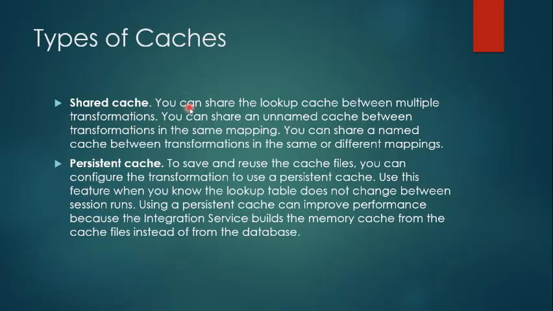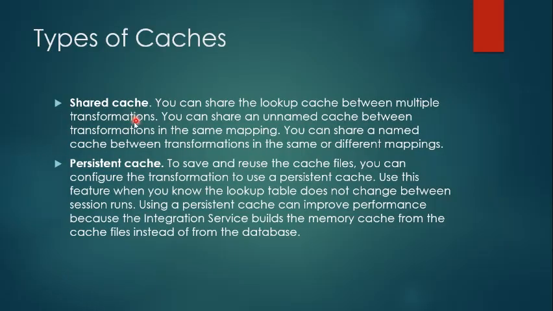In shared cache, you can share the lookup cache between multiple transformations, such as an aggregator, or whatever transformation is available. You can share an unnamed cache between transformations in the same mapping. You can share a named cache between transformations in the same or different mapping. Understood? So this is how you can understand what the shared cache is, and what the persistent cache is.